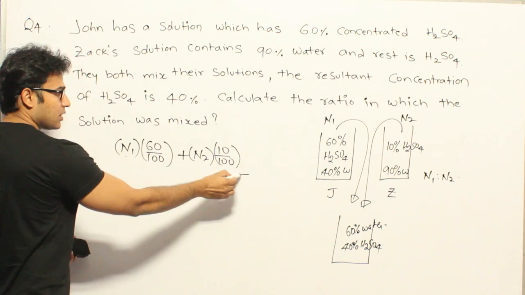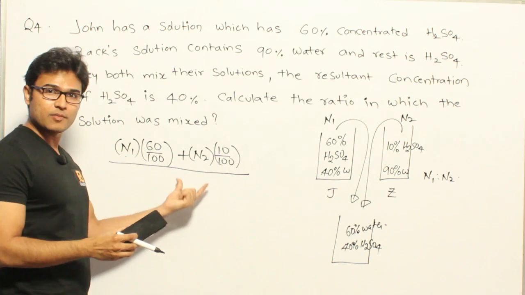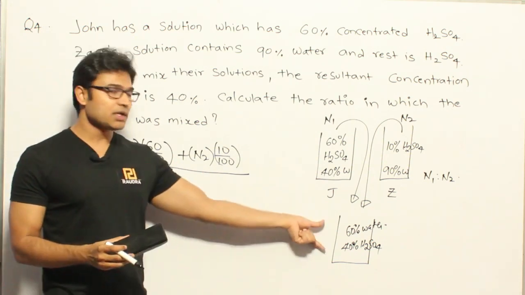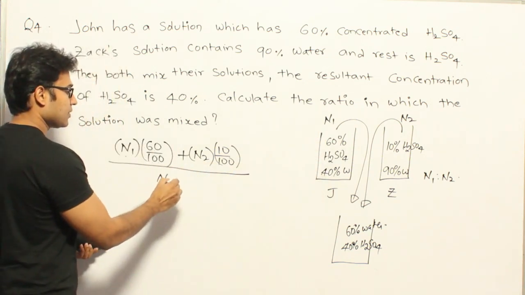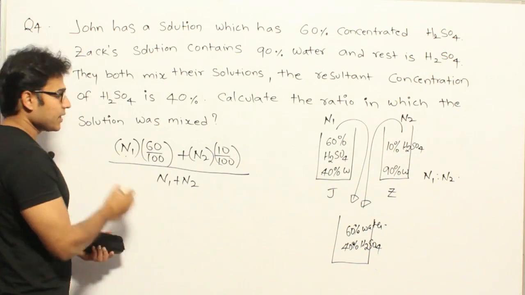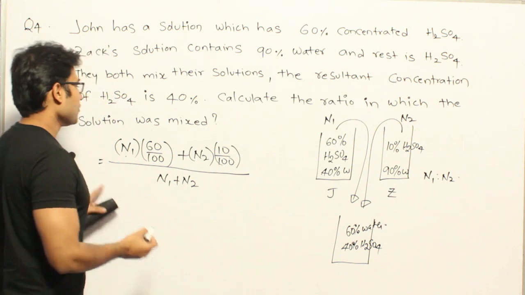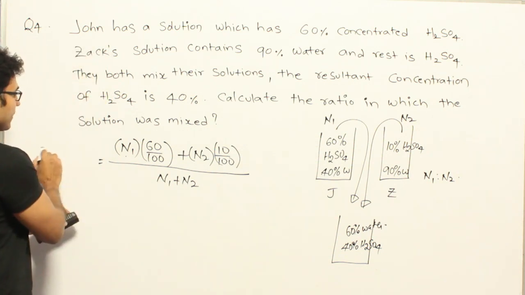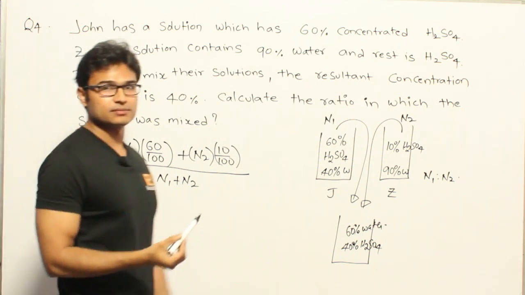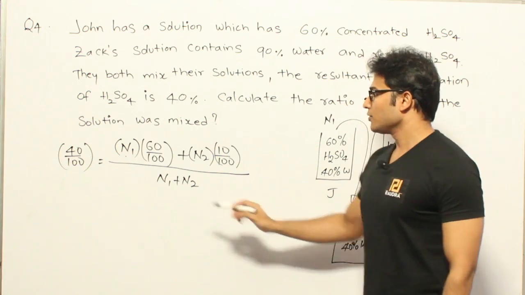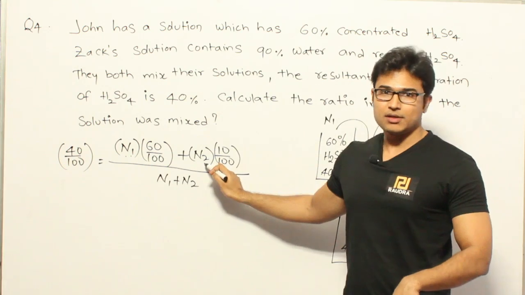Now in order to find out the concentration of H2SO4, you are supposed to find the total amount of H2SO4 divided by the total amount of liquid. Now what will be the total liquid present there? I have taken N1 from here and N2 from here. Therefore N1 plus N2 liters. Got it? Now they are saying that this final concentration has to be 40%, right? Which means it is going to be 40 by 100. That is what they are saying. Understood this? So if I take this much from the first bottle and this much from the second bottle, I am going to get this concentration.